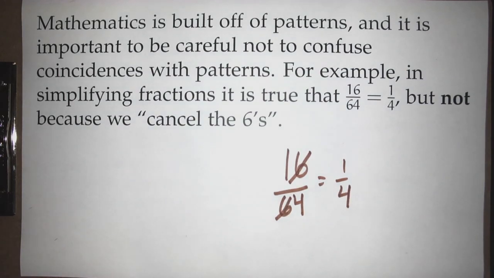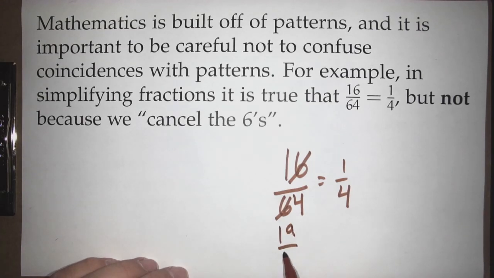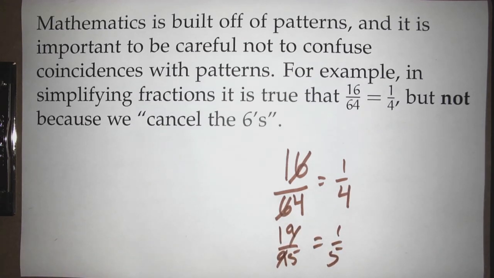Well, is it true that 16 over 64 is a fourth? Yes. Is it true that that's the reason why? No, because you can write down pretty much any other fraction and it's not going to work, right? Like 19 over 95, cancel the 9's, you get what? 1/5, which, oh wait, that's actually true. Okay, but the moral is, it will not always work, okay? So this is a coincidence.